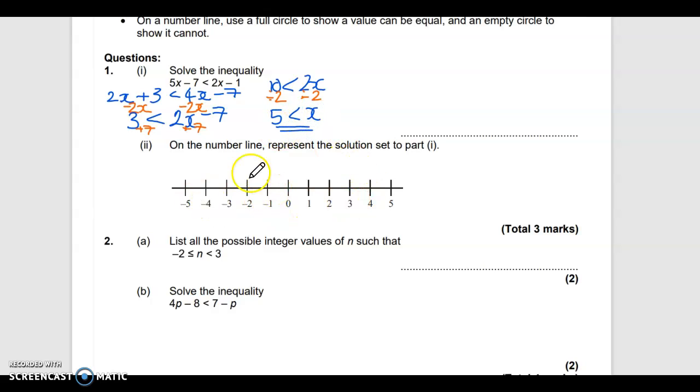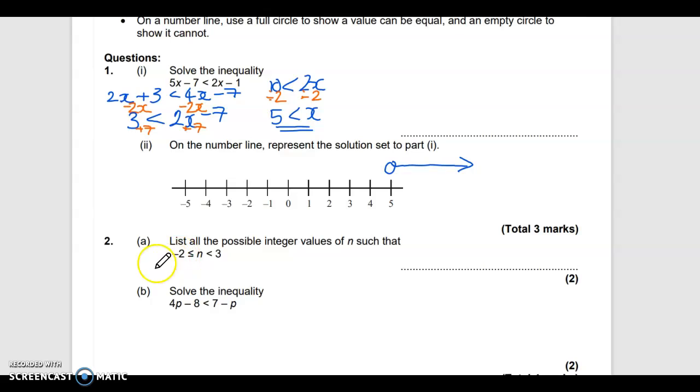Okay, so if I wanted to put that on this number line here, I'd find out where 5 is, and I'd do an open circle, because it's less than. If it was less than or equal to, I'd do a closed circle. And because x is greater than 5, I would then draw my line going that way, because x is greater than 5.